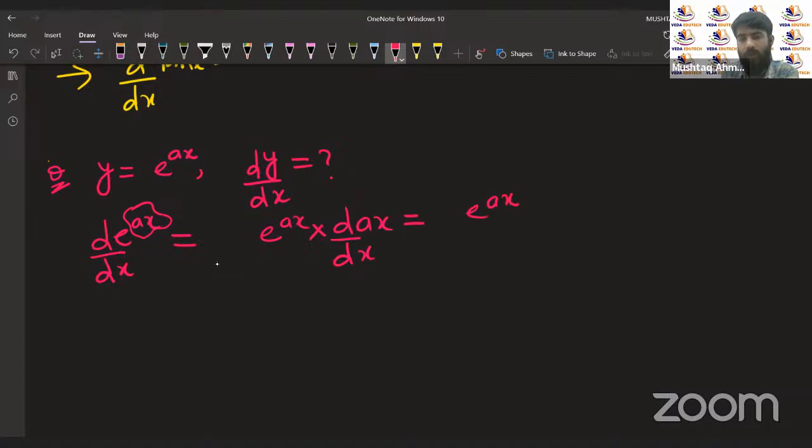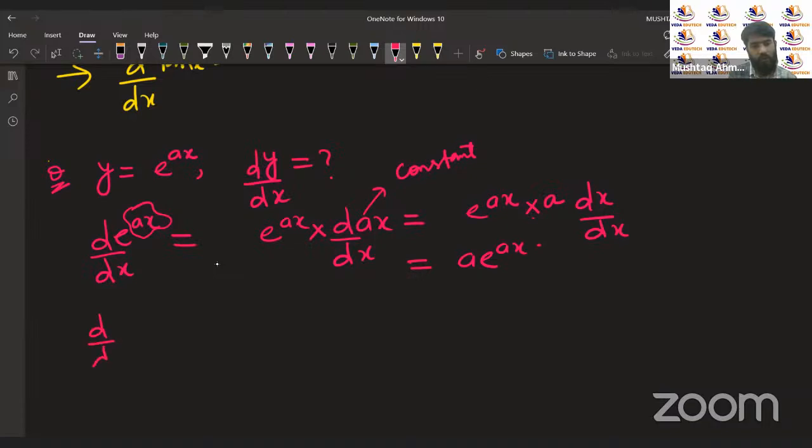The a is a constant, and this a will come out of this derivative, and the derivative of x with respect to x will be 1. So we'll be left with a e to the power ax. So this will be the derivative of e to the power ax. That's a e to the power ax.